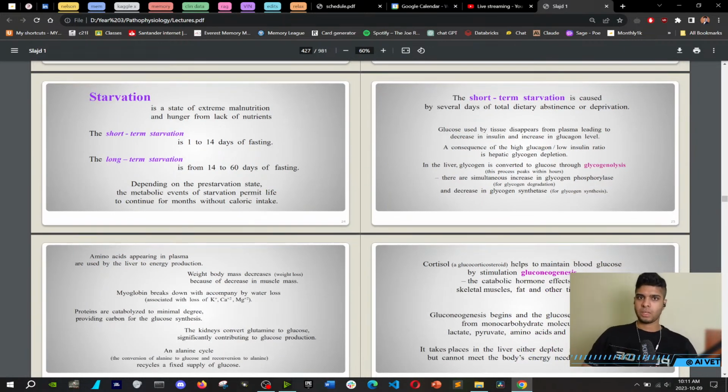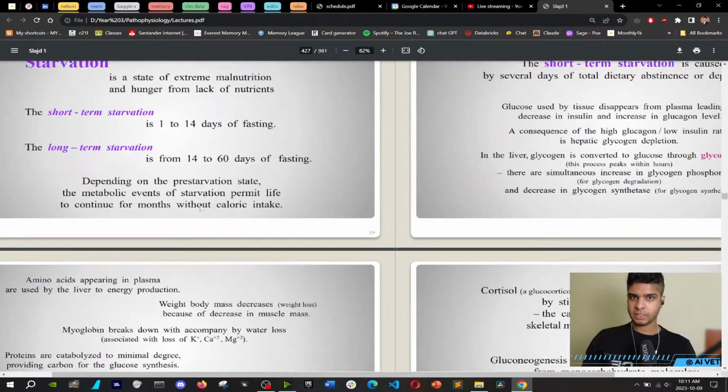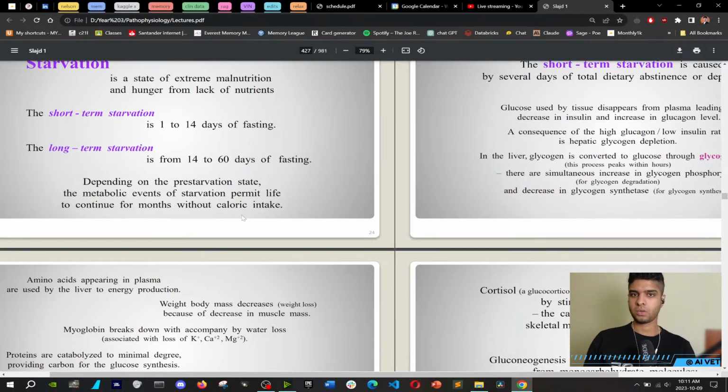Starvation is a state of extreme malnutrition and hunger, a lack of nutrients. Short-term starvation is 1 to 14 days, long-term is anywhere between 14 to 60 days. Depending on the pre-starvation state, metabolic events of starvation permit life to continue for months without caloric intake.